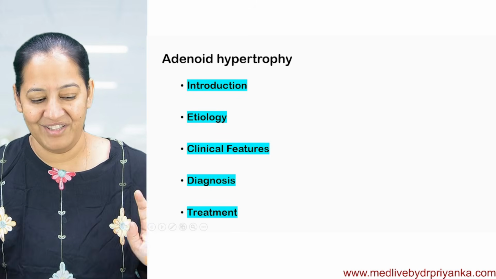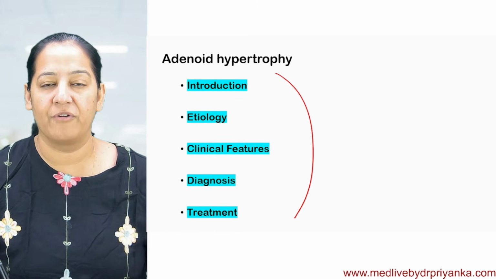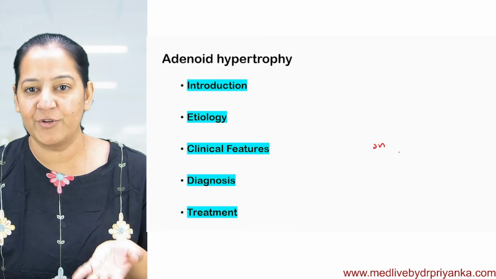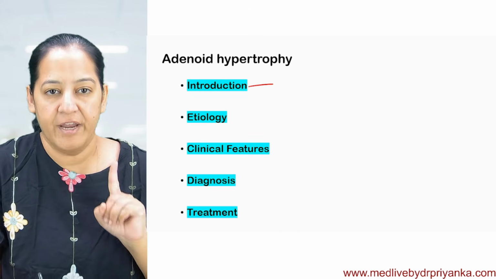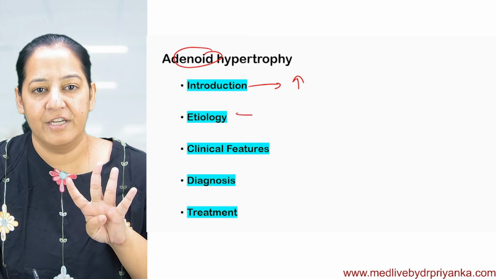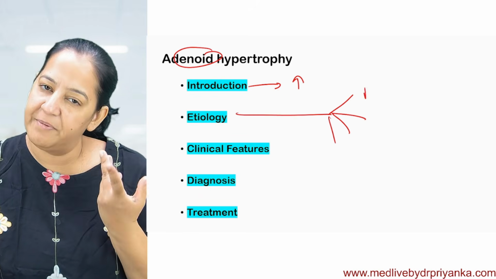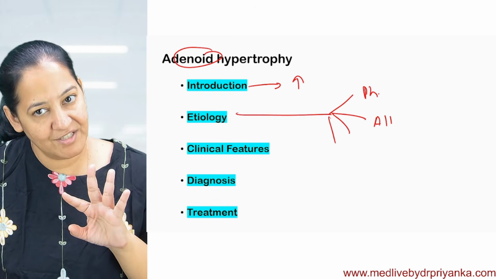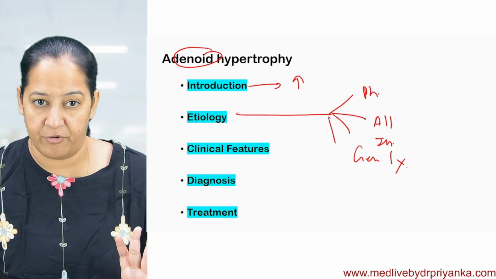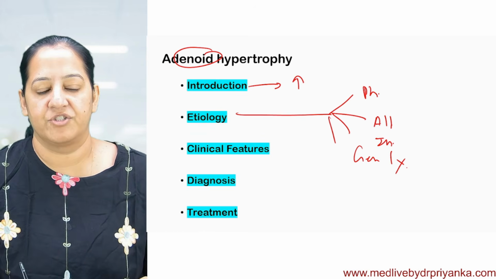We are done with the topic adenoid hypertrophy. If it is coming as a long question, you are ready to write. Okay, can we revise it quickly? Adenoid hypertrophy. Introduction. What is adenoid hypertrophy? The adenoid is increased in size. Etiology, there are 4 etiologies. It can be physiological, it can be due to allergy, it can be due to infection, or it can be a part of generalized lymphoid hypertrophy. Okay, all the lymph nodes are enlarged.